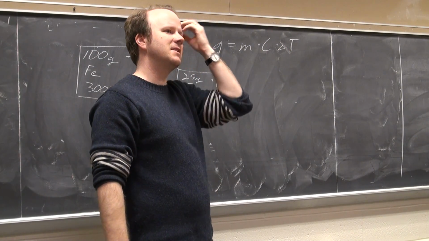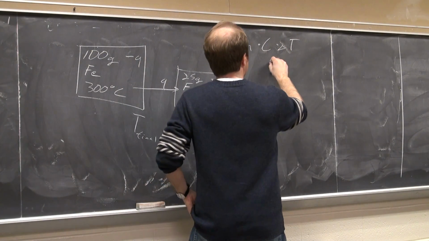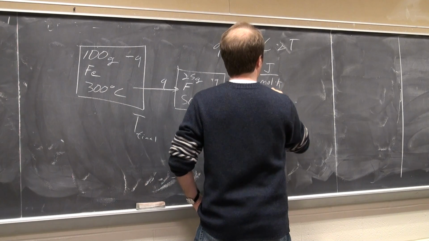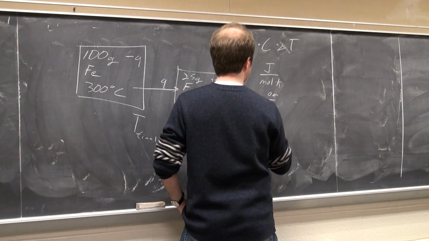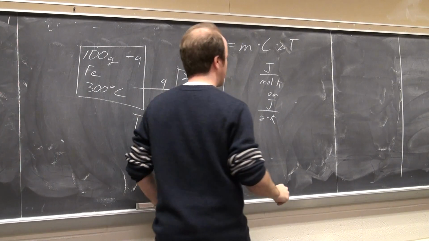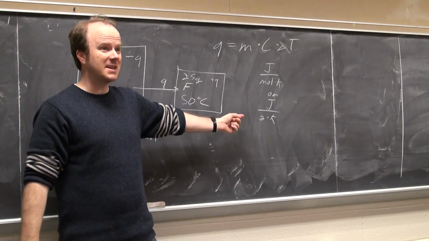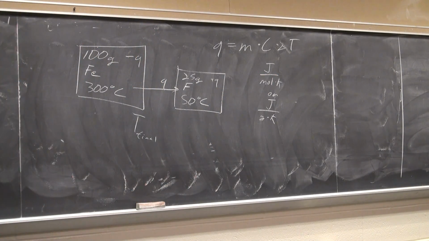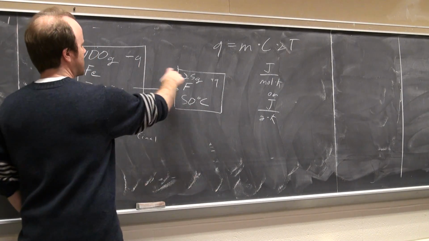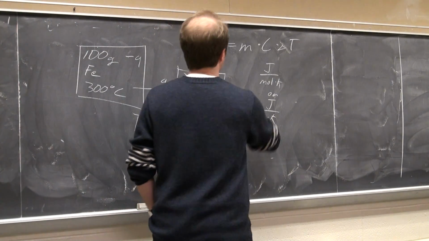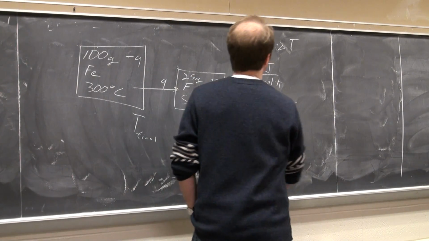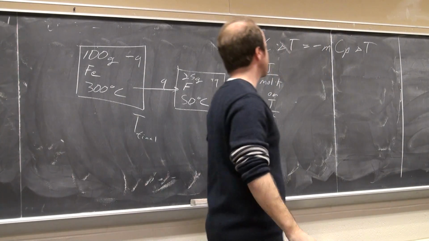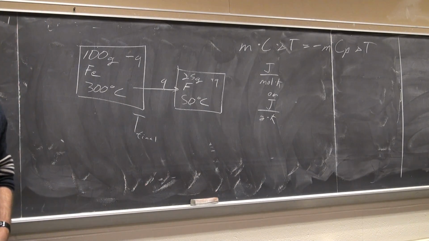What are the units of heat capacity? Joules per mole Kelvin, or joules per gram Kelvin. This is often called the specific heat capacity because it's mass-based. This is called the molar heat capacity. And so all we need to do is set this Q equal to negative that Q. So we just take mCp delta T equals negative mCp delta T. We just plug everything in and we solve.